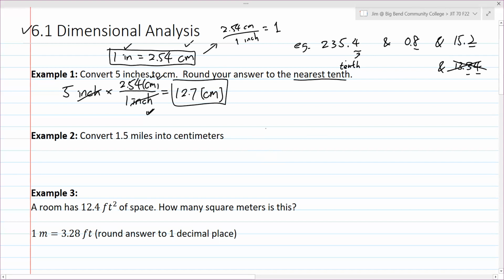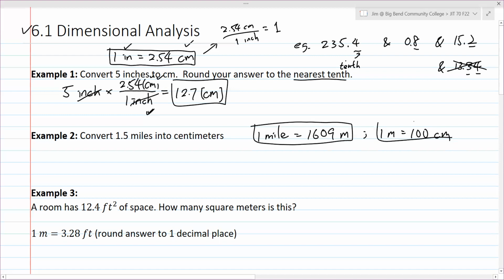All right. Example number 2. We have to know that 1 mile equals 1.609 kilometers or 1609 meters. M stands for meter. And we also have to know that 1 meter equals 100 centimeters. All this info should be memorized because it will be common, and it will help you convert units correctly when you talk to someone and when you help someone convert a unit in a scenario.